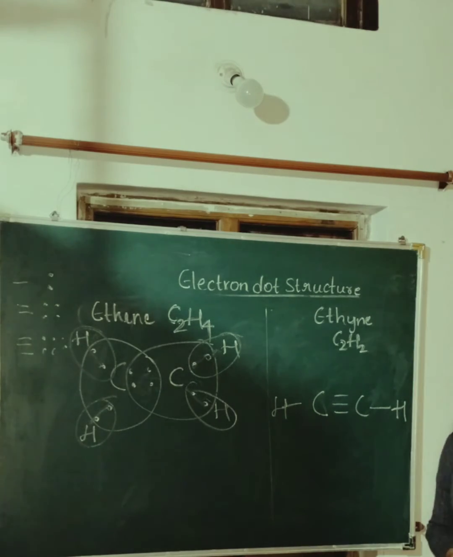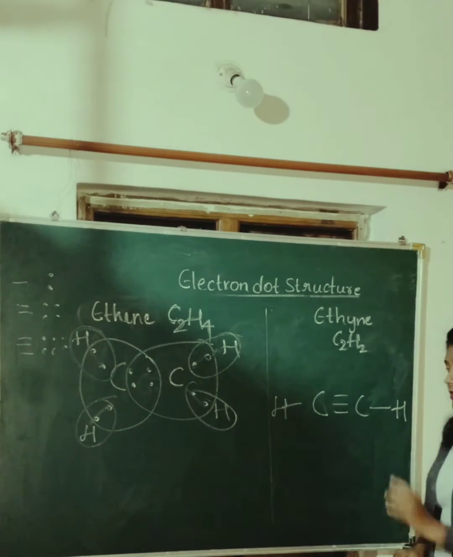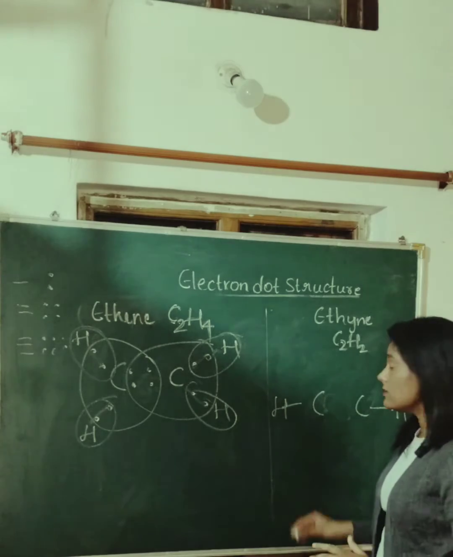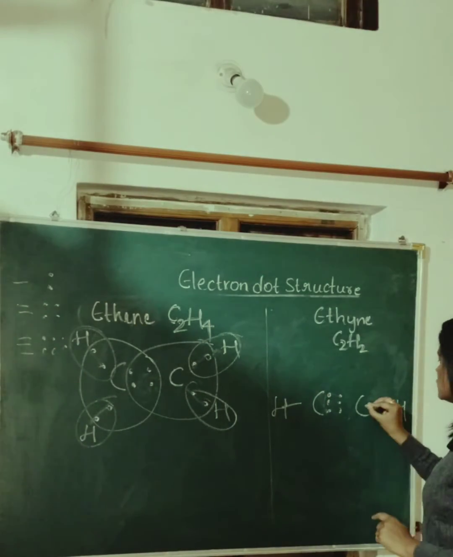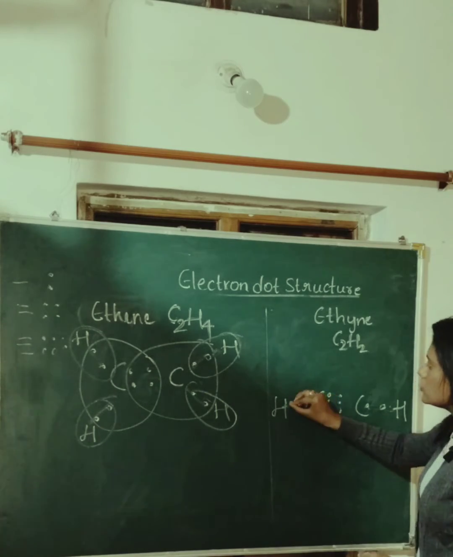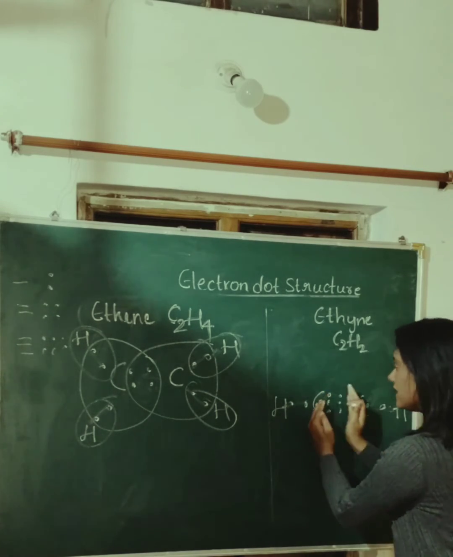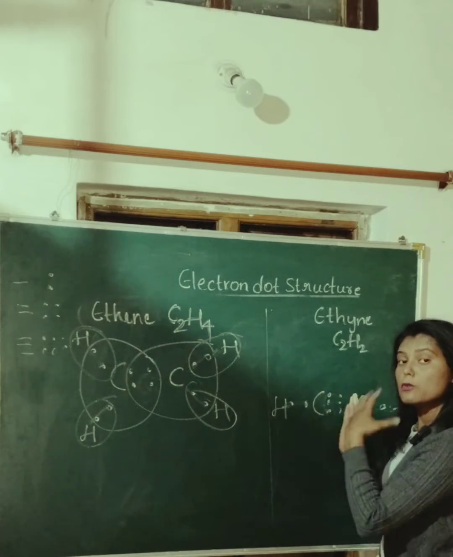Similarly, for ethyne, you have to write the similar structure. Here a triple bond is there, so just place 6 electrons: 1, 2, 3, 4, 5, 6. Single bond, 2 electrons, single bond, 2 electrons. 6 electrons are already there for this carbon atom. So 2 more electrons are needed.